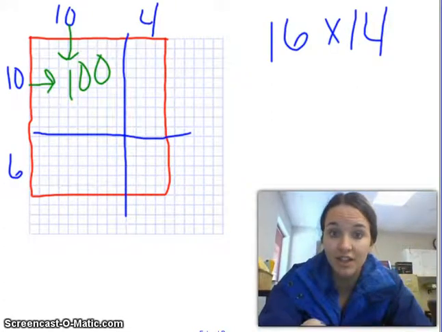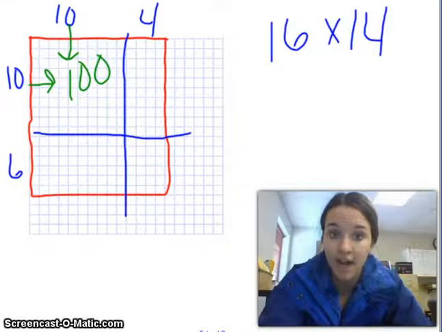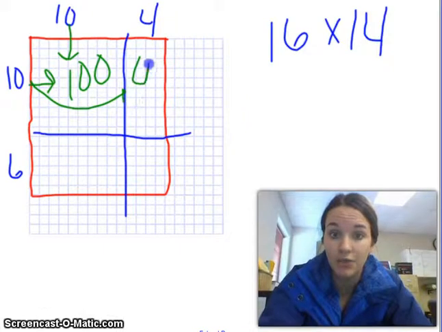Then I'm going to move on to the top right portion of my array. So I have a row of 4. How many rows of 4 do I have? I have 10 rows of 4. Well, I know that 10 times 4 is 40.